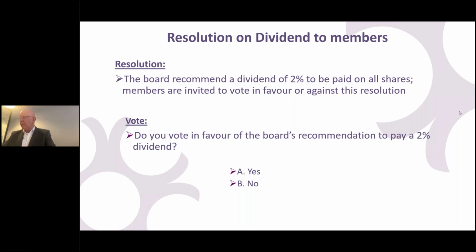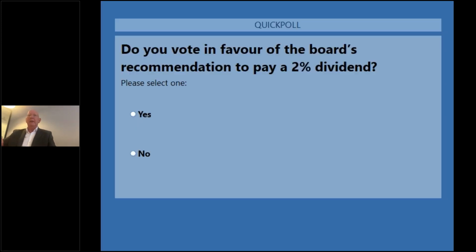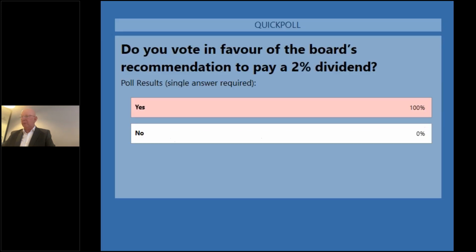The board has unanimously recommended a dividend of 2% to be paid on all shares. Can we please vote those in favour, those against on the 2% dividend? So we've got 84% of members voted, and it's 100% yes for the dividend. Excellent. Thank you very much for your confidence on that, members.